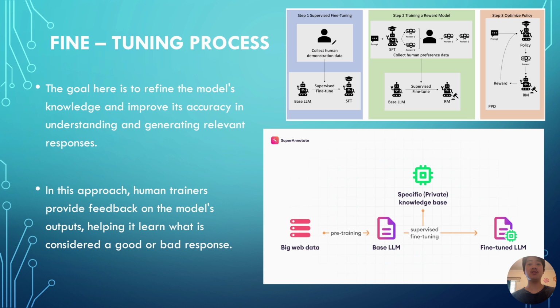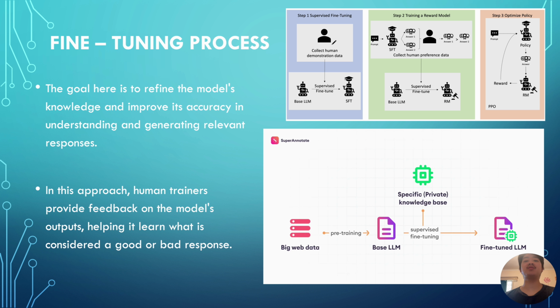So fine-tuning is where you customize your LLM to perform specific tasks. This involves feeding the model a smaller task-specific dataset. For example, if you want your model to excel in writing medical reports, you'll use a dataset of healthcare-related texts. The goal here is to refine the model's knowledge and improve its accuracy in understanding and generating relevant responses.